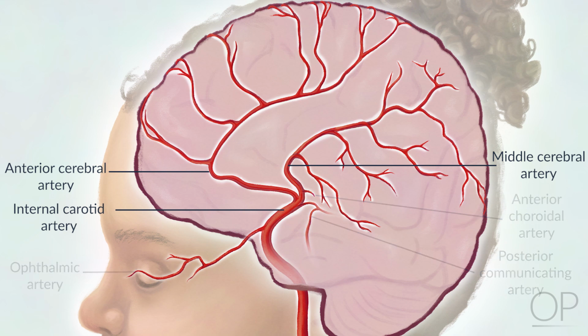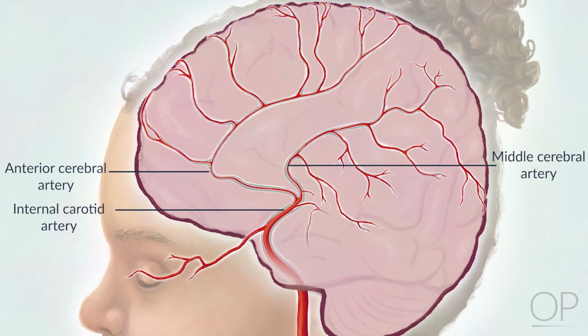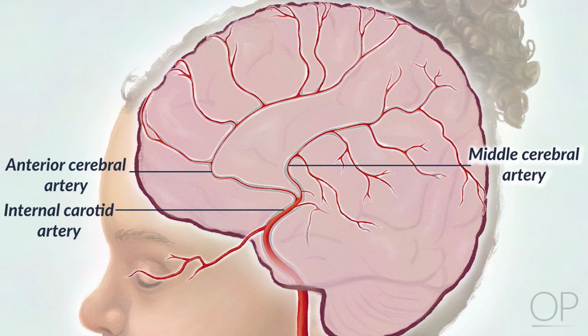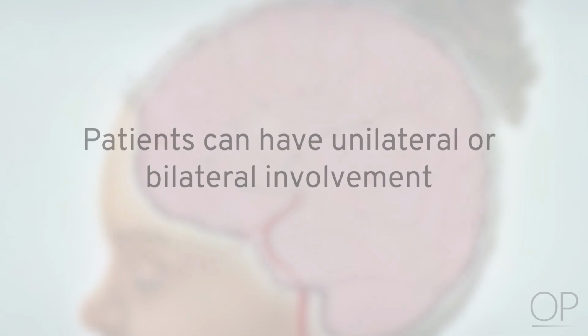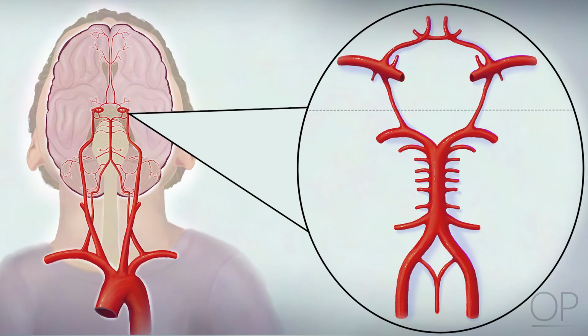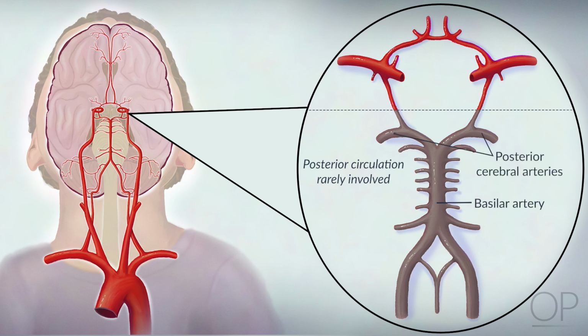In Moyamoya disease, the distal internal carotid artery is narrowed. Often, the proximal anterior and middle cerebral arteries are narrowed as well. Patients can have unilateral or bilateral involvement. In bilateral Moyamoya disease, severity may differ between sides. Patients rarely have involvement from the posterior circulation, which includes the basilar artery and posterior cerebral arteries.